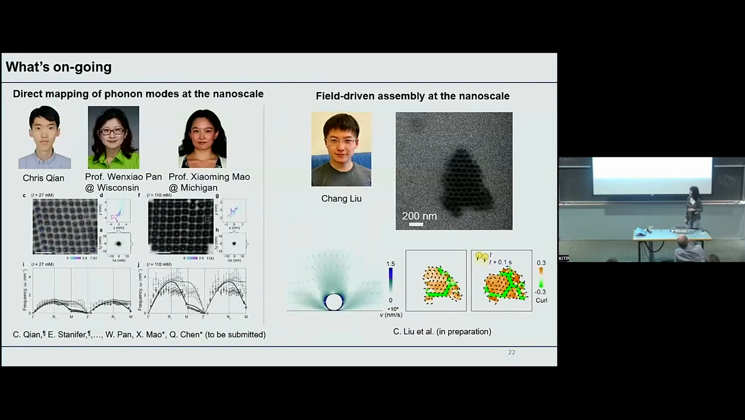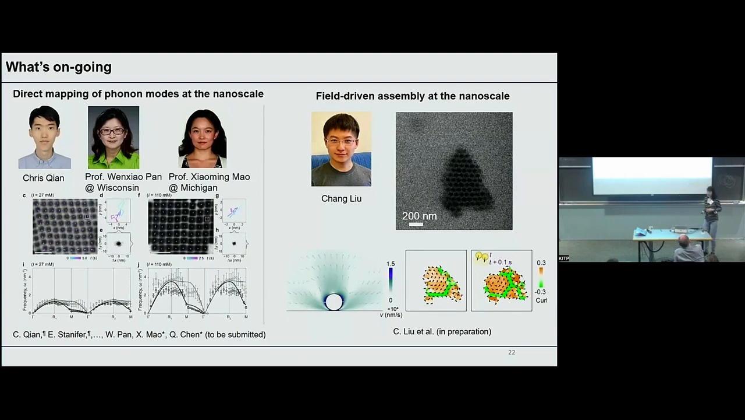In terms of what is ongoing, there are different ways for you to rethink nanoparticle dynamics. One way is actually from the lattice dynamic theory, where you can see the local vibration of a nanoparticle in a superlattice as part of the phonon response. In collaboration with Professor Wen Xiaopang at Wisconsin Madison and Xiaoming at Michigan, we're able to map out the phonon vibrational modes of the superlattice at nanometer resolution. Xiaoming will talk more about this work tomorrow.